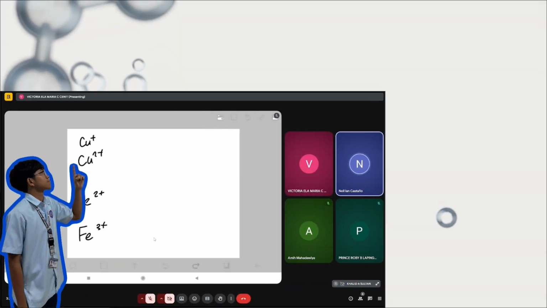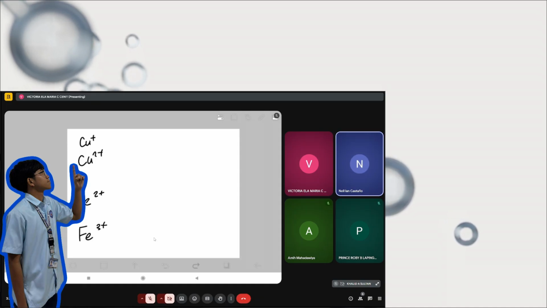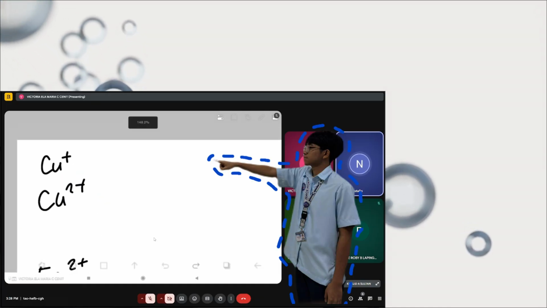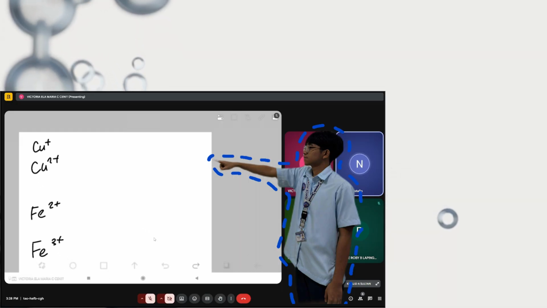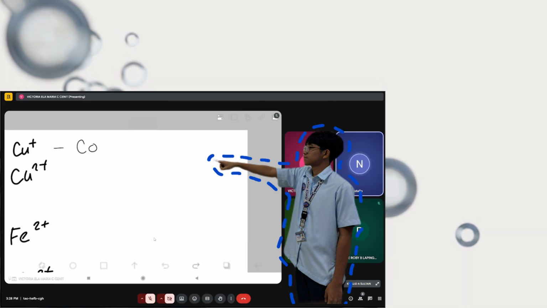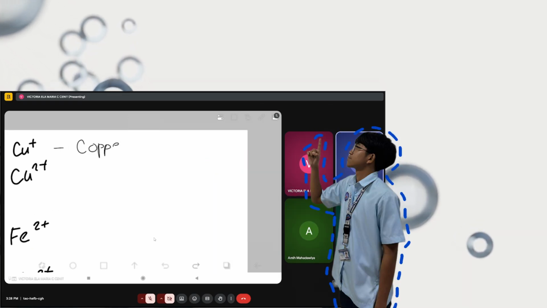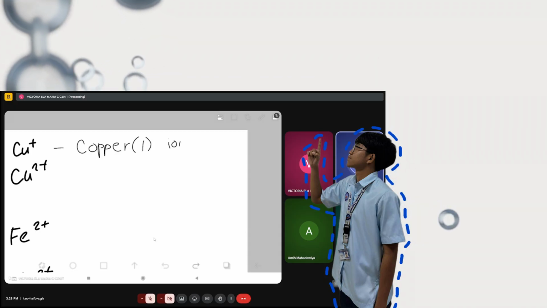So, for example number 1, we will be using Cu+. As you can see, Cu+ has a lower charge, which means it is called copper(I) ion in the stock system and cuprous ion in the classical system. We use -ous because it has the lower charge.